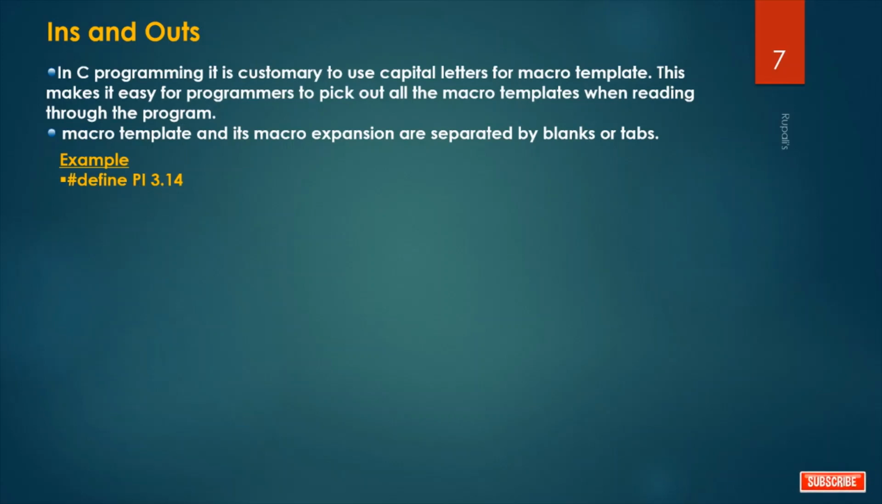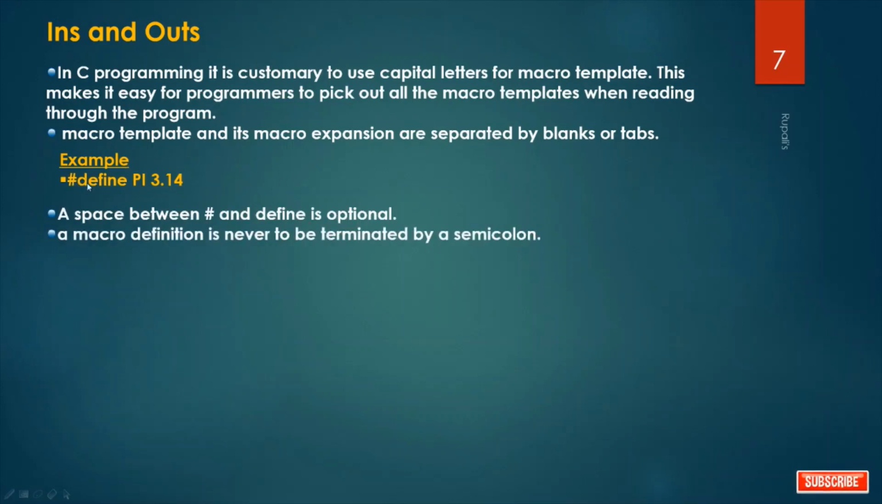Macro template and macro expansion are separated by blanks or tabs. Here, the macro template is PI and the macro expansion is 3.14, separated by blanks or tabs. A space between hash and define is optional. You can give the space, you can omit the space. A macro definition is never to be terminated by a semicolon. Don't give any semicolon after a macro definition.